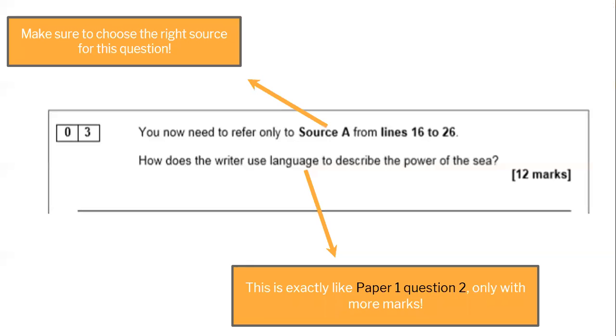Okay, so all we'll be doing here is answering about how the writer uses language to describe something. So language is just words. How does the writer use specific words and specific writer's techniques to make a point? Okay, so that's looking at our use of adjectives and use of similes, etc., just like our paper 1, question 2.